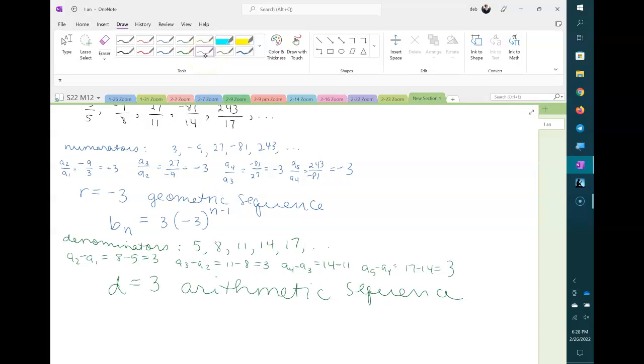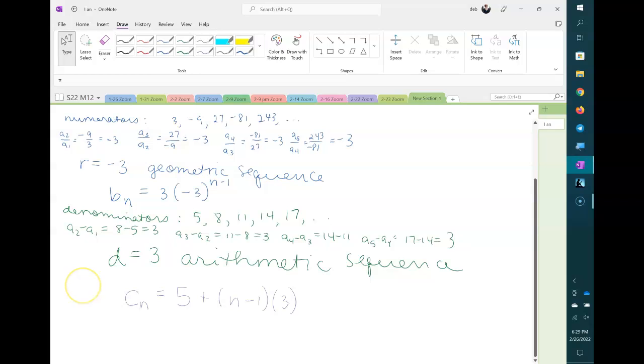So we can write a formula for this arithmetic sequence. Let's call it C sub n, and it's the first term, 5, plus n minus 1 times the d. And then you don't have to simplify it, but if you'd like to, you can have 5 plus 3n minus 3, or 3n plus 2.